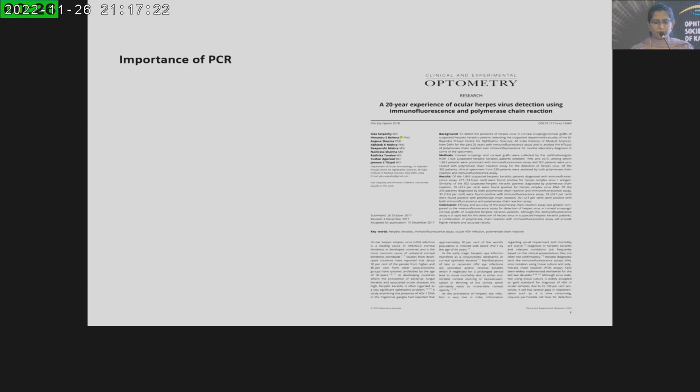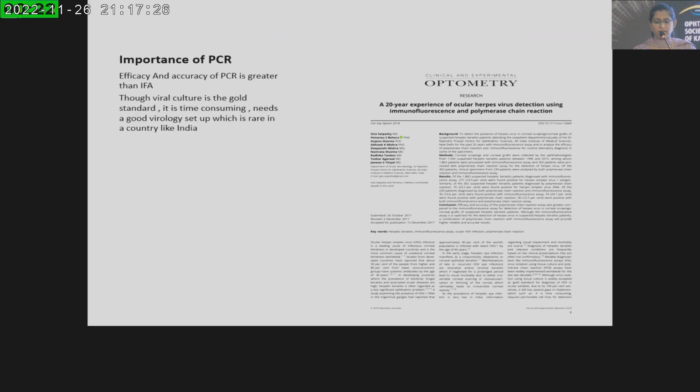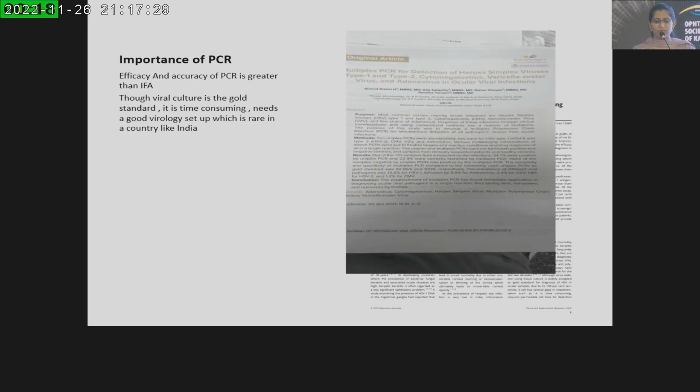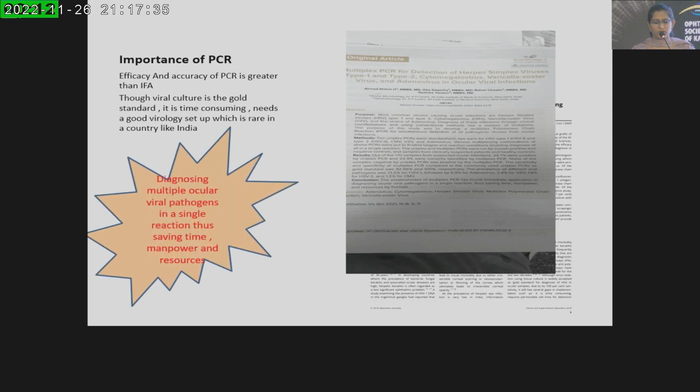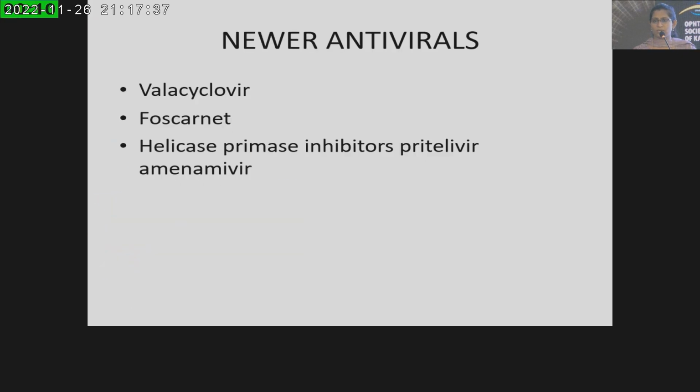Actually, IFA has better specificity, but the equipment is quite costly, while PCR gives high specificity, sensitivity, and accuracy. And now we have multiplex PCR, in which a battery of viruses can be checked. We don't have to specify which virus we want. So in a short time, we can know whether it is a virus and which virus we are dealing with. We also have to know about the newer antivirals, because now is the era of antiviral resistance. So in the case of topical, we have two things, acyclovir and ganciclovir.